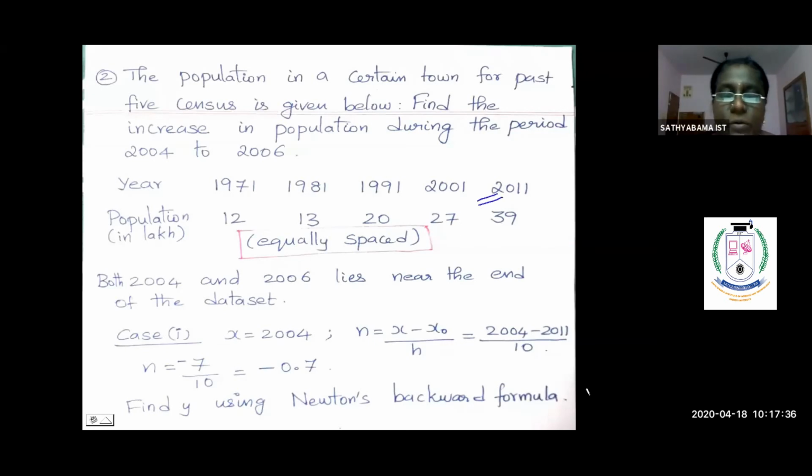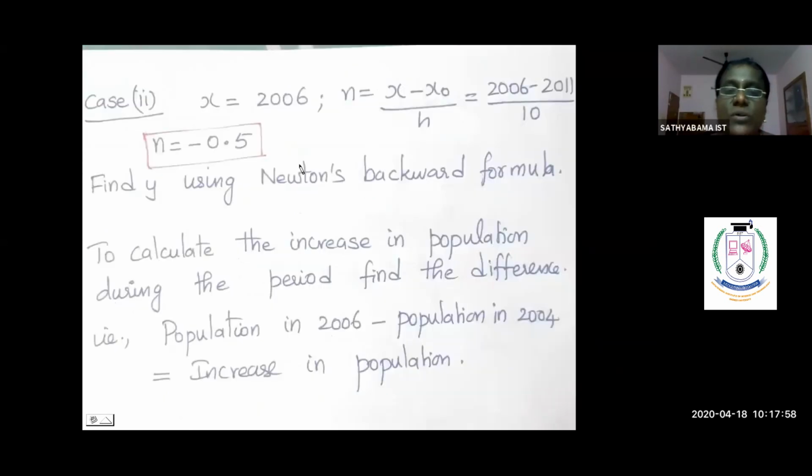So what do I have to do? I have to consider case 1. What is case 1? X is 2004. Work out by calculating n. What is n? Minus 0.7. Find out what y is for the corresponding x value, that is 2004, using Newton's backward formula. Then case 2. What is case 2? X is 2006. Find out what n is. N is minus 0.5. Find out what y is using Newton's backward formula.